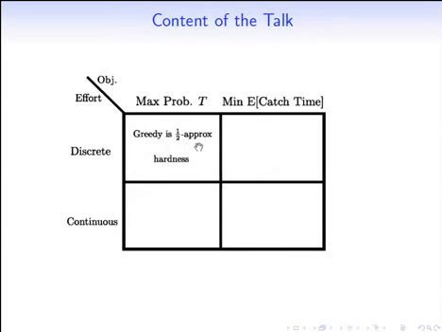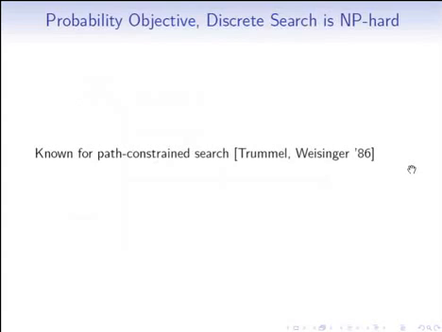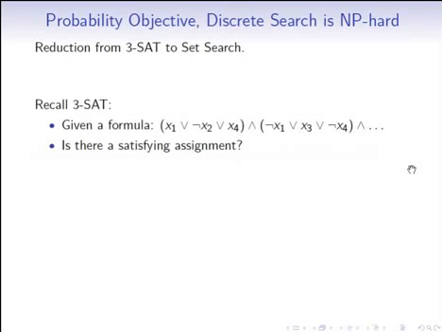Okay, we have this 1/2 approximation result for the greedy policy discrete search objective. But the question is, is this problem hard? Is it even interesting that we have a 1/2 approximation result? So let's see why that is. It's already known that some search problems are hard. So for example, if you have a searcher that's constrained to make a path throughout the graph, then it's been shown that that's hard, but not for the problem that we're talking about.